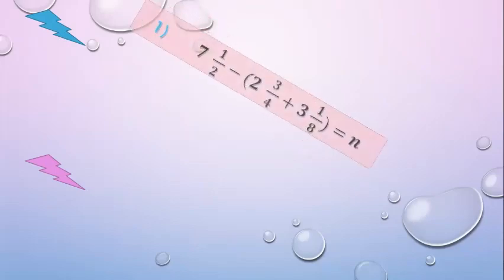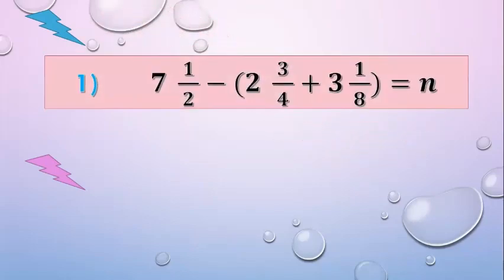Now, let's have this. This is the difference of two equation or number sentence. Okay. So previously, we used this equation: 7 and 1/2 minus quantity 2 and 2/3 plus 3 and 1/8 equals n. I have another way of solving or writing an equation involving the problem.